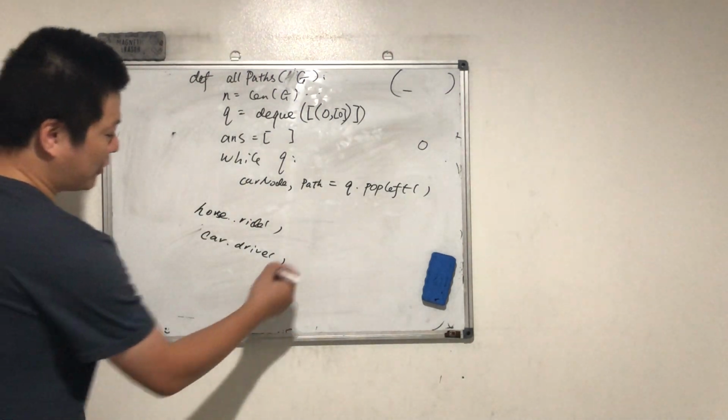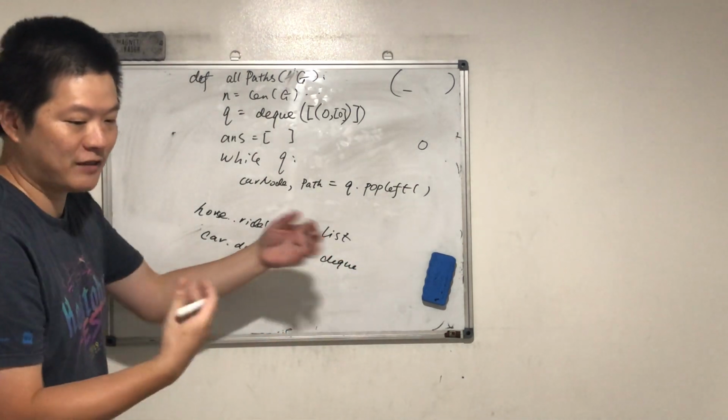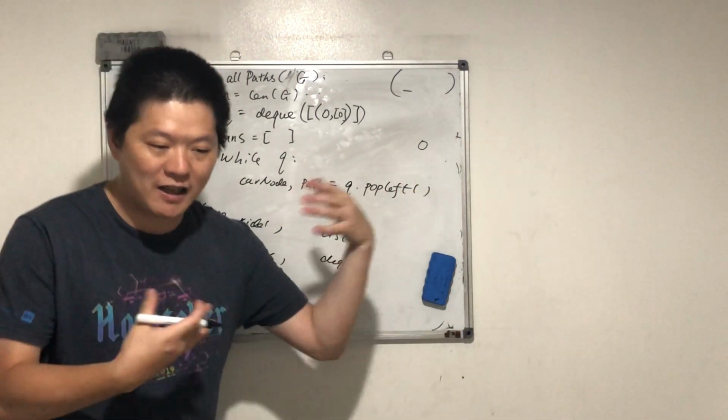No, this is the same. That's why I talk about this list and deque. They are different objects. That's why they have different methods. They are similar, but they have different kinds of methods.